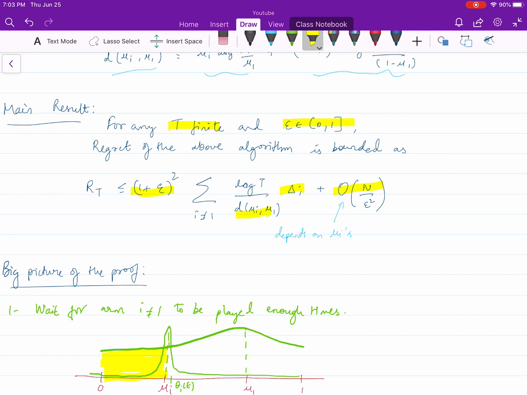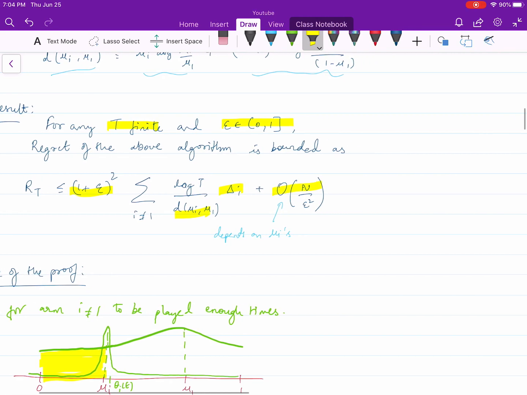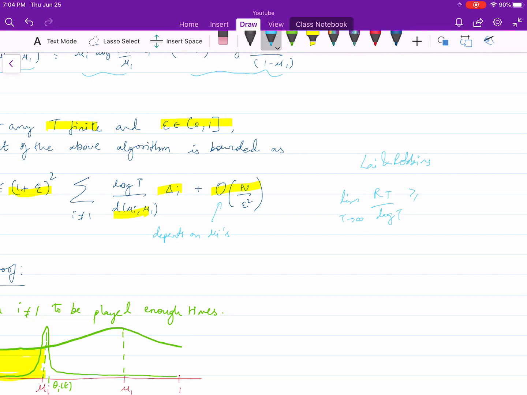In one of the previous videos I presented a lower bound for this problem. I'll give a link to that video in the description below. That was a result from the Lai and Robbins paper. So we have the lower bound on R T, sorry, Lai and Robbins. It actually says that in the limit, R T over log T is lower bounded by a constant, delta i by KL of mu i.